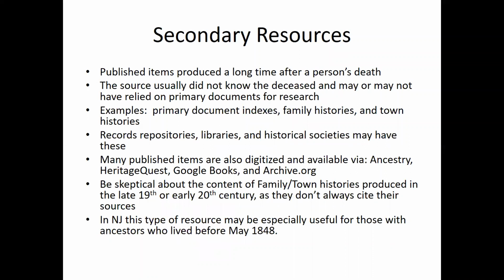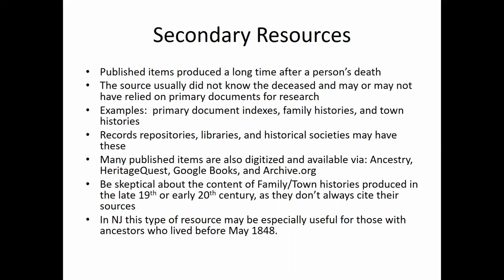So the second document type that we are going to use when we are doing research to find vital records are secondary resources. And these are basically published books. And generally, we expect these to be produced a long time after a person's death. And the person who created the secondary resource did not know the person of interest. And they may or may not have relied on primary documents to compile their research. So some examples of secondary resources are primary document indexes, family histories, town histories, regimental histories, all kinds of published works that may include genealogical information.